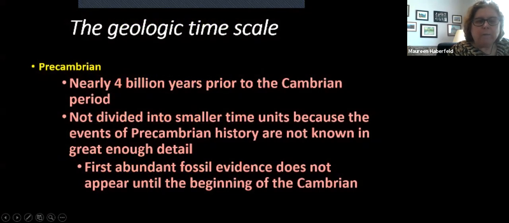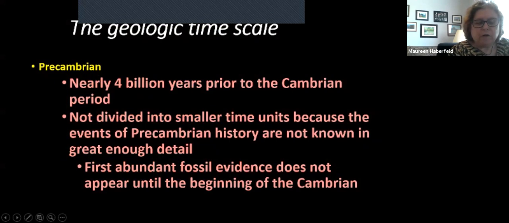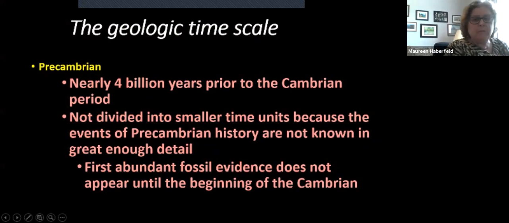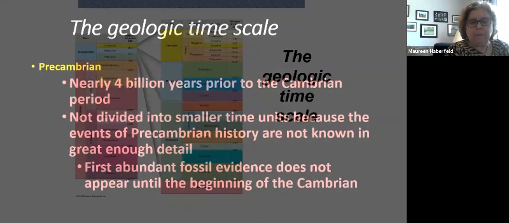So from the Cambrian on is what we mostly focus on in the geologic time scale. Precambrian was 4 billion years prior to the Cambrian. So we're really just looking at about the last 500 million years or so, most of the time. It's not subdivided into smaller time units because the events of the Precambrian history are not well known, and they don't know a lot of details about them. We know a lot more about from the Cambrian on, the last 500 million years. Like I mentioned, the first abundant fossil evidence does not appear until the beginning of the Cambrian. So that's when they can study it a lot better, when they have the fossils.